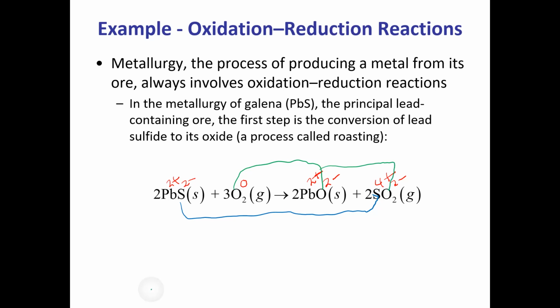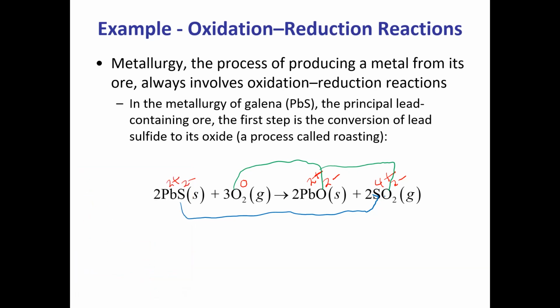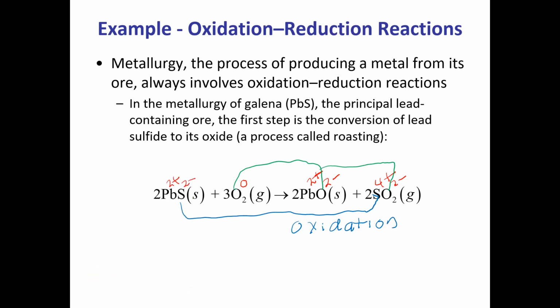So if we look at sulfur, sulfur went from 2 negative to 4 positive, which means that it lost electrons. So losing electrons is oxidation. Oxygen went from a neutral to a 2 negative, so it gained electrons, which means that that is reduction.